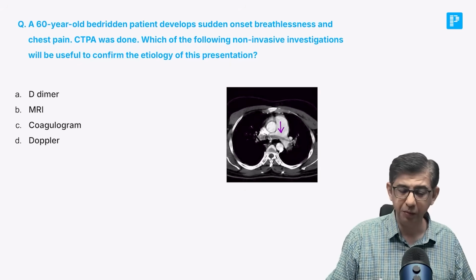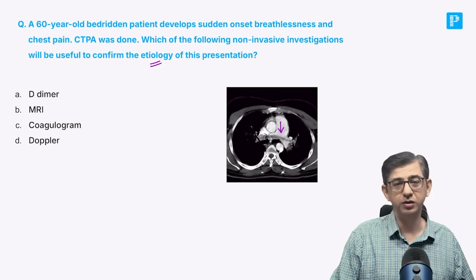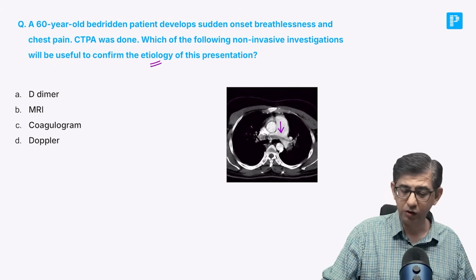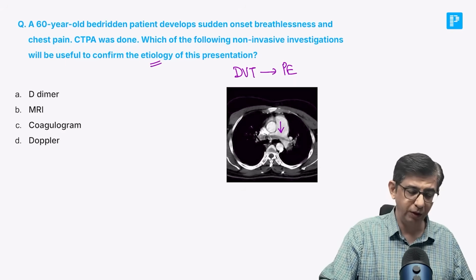You can look at the CTPA report. There is a big clot. He's asking what is done to determine the etiology. Etiology would mean that the cause here was deep vein thrombosis and then the clot dislodged and went to the lungs of the patient. So from the etiology perspective, I'm going to be doing a Doppler.